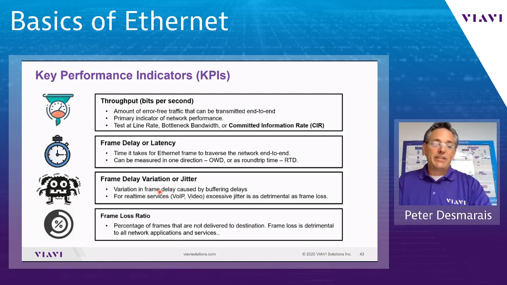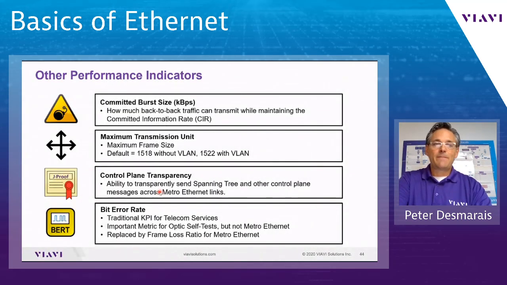Basically, how many frames are we sending out versus how many frames are actually being delivered to that destination. Again, frame loss is detrimental to all network applications and services. Some of the key causes could be signal levels, could be noise, could be, I talked earlier about crosstalk on the cables. Those are all causes of frame loss.